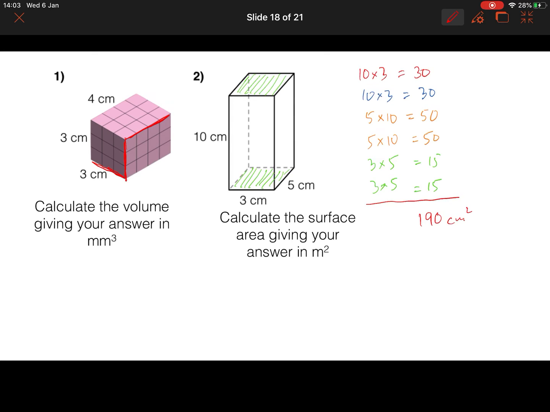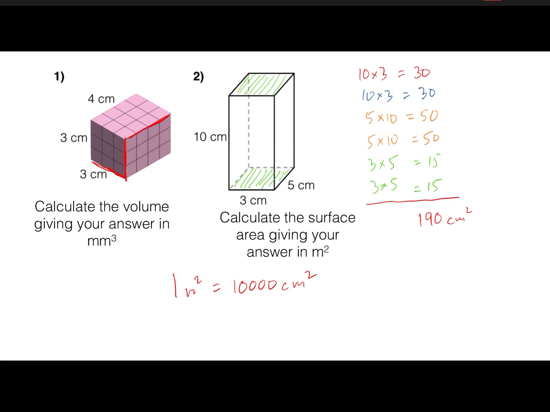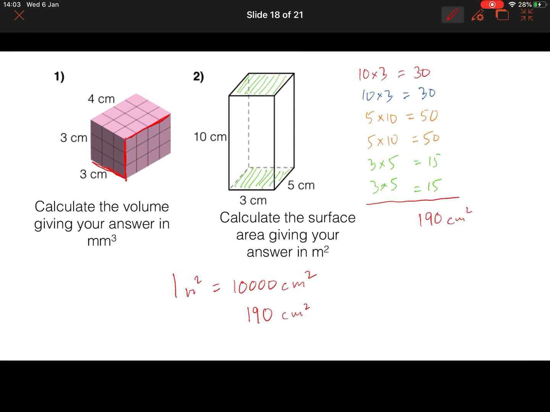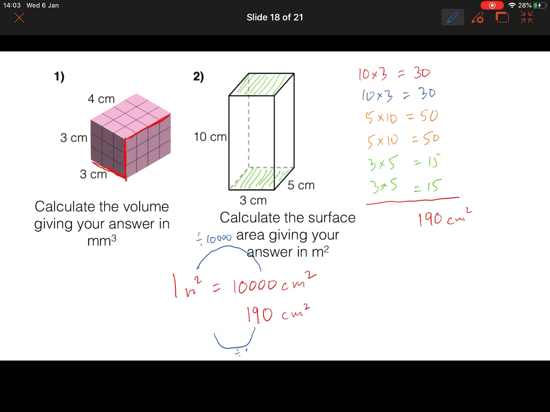But notice, the question said calculate the surface area giving your answer in meters squared, not centimetres squared. So we can say 1 metre squared is equal to 10,000 centimetres squared. Okay, that's the correct conversion to use. So we're going for 190 centimetres squared. What direction are we working? We're going this direction, so we're dividing by 10,000.